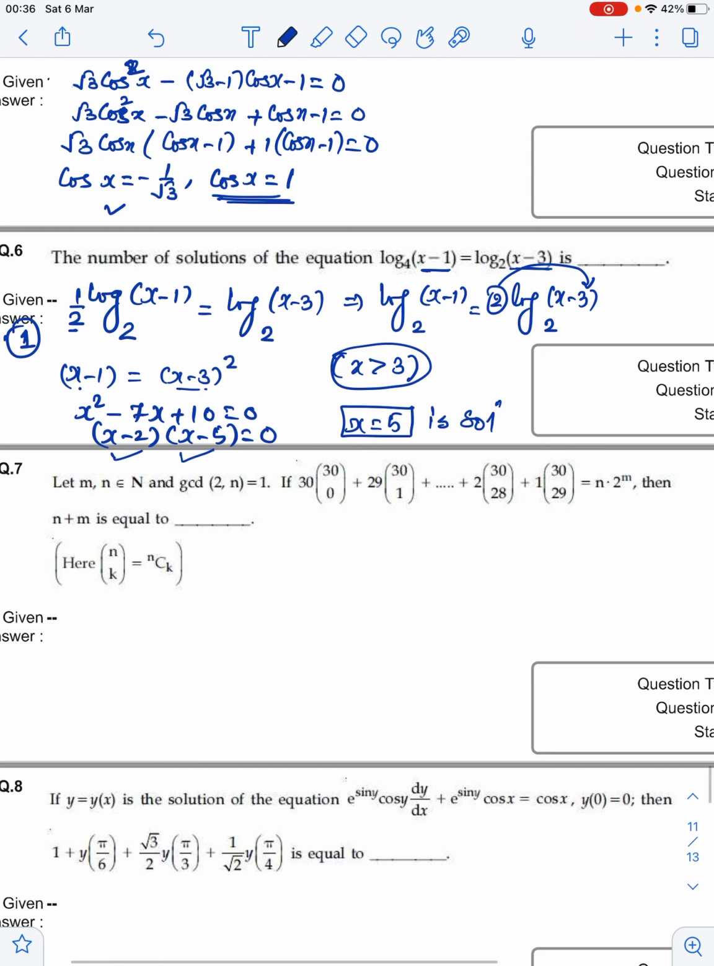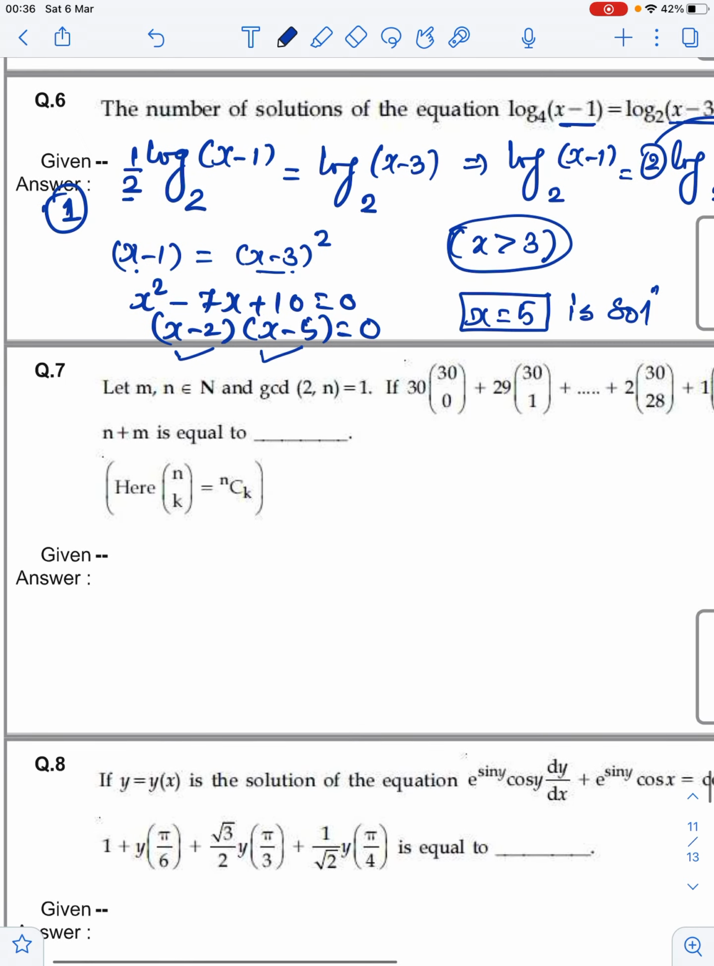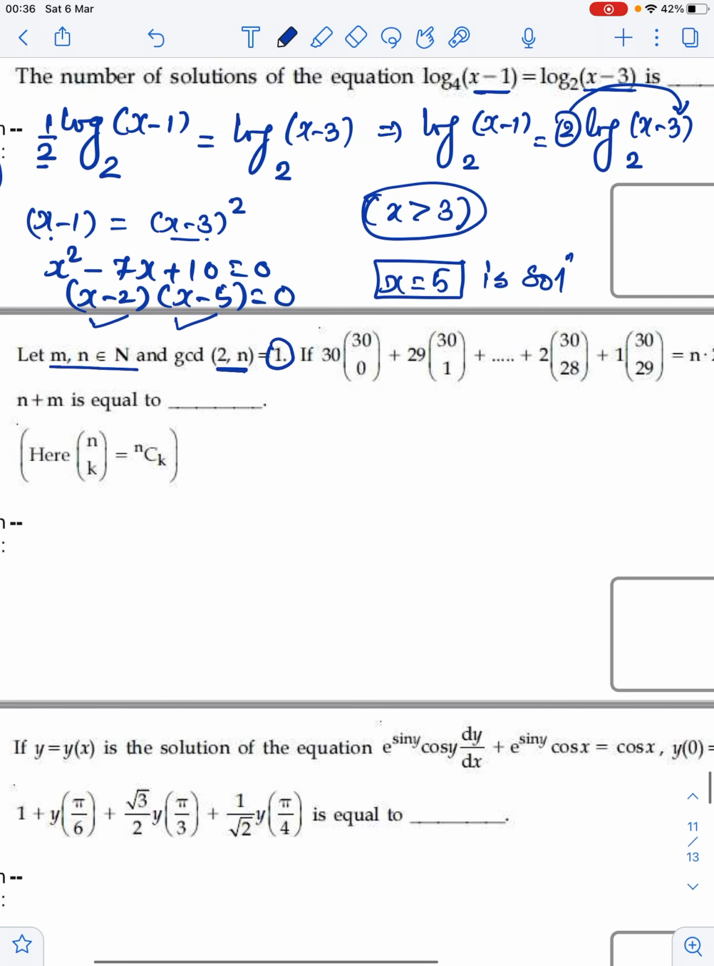Question number 7, an easy question framed in a good manner. Now they have given two numbers m and n, both natural numbers obviously, and GCD, that is the highest common divisor, or as we know it, HCF. HCF of 2 and n is 1, that is there is no common factor between n and 2. So 2 will certainly not be a factor in n.